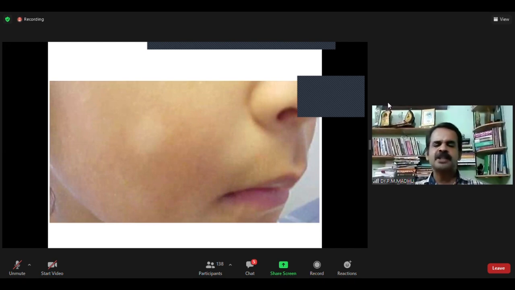So basically, these children will be having the role of Krimi inside the koshta. We can give Vidanga Krishnadi Kashaya or Nirgundyadi Kashaya, like that. Along with that, we have to apply some antifungal creams over the face. Otherwise, the disease will recur again and again.